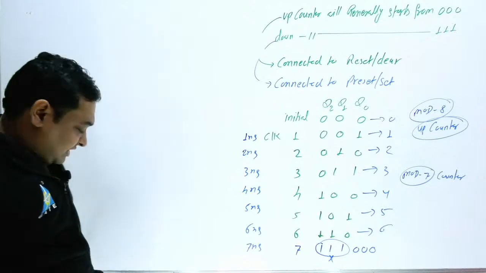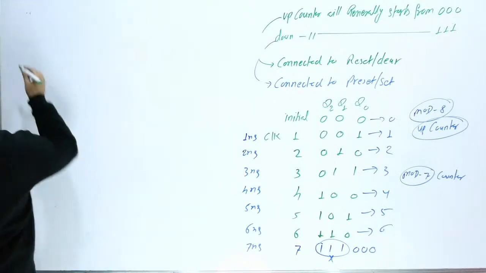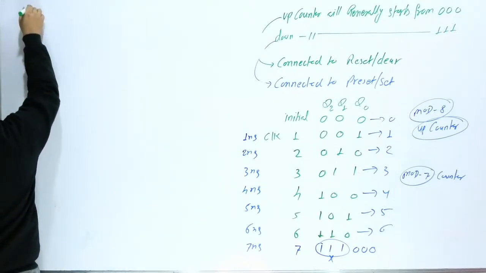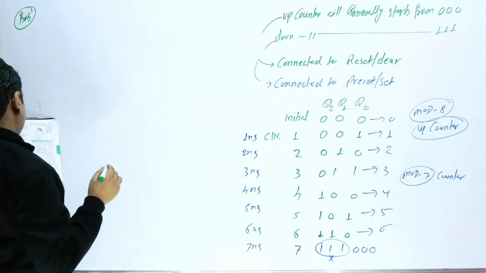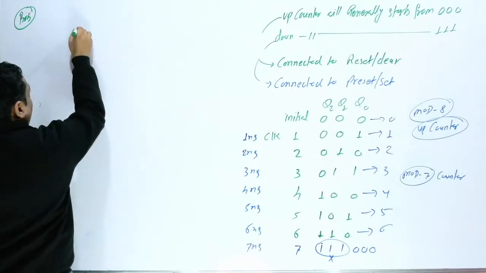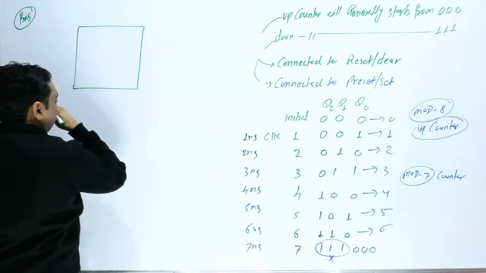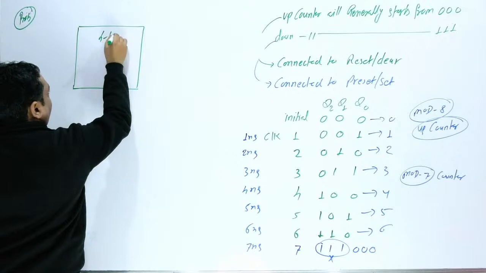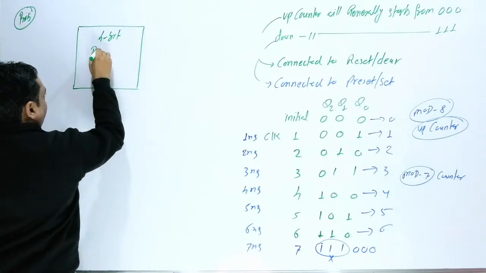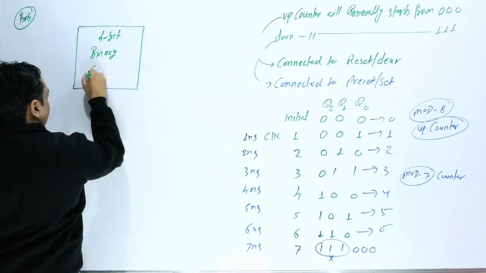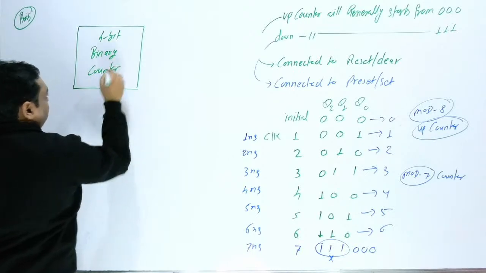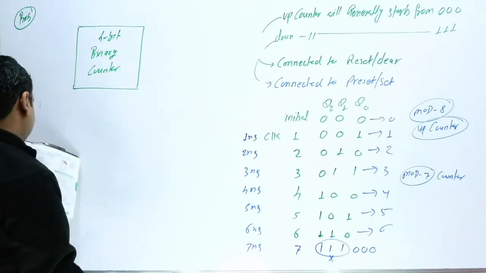Okay, just note down the next problem. Next problem is given here. Now here you can see a 4-bit binary counter is given. This is a 4-bit binary counter.